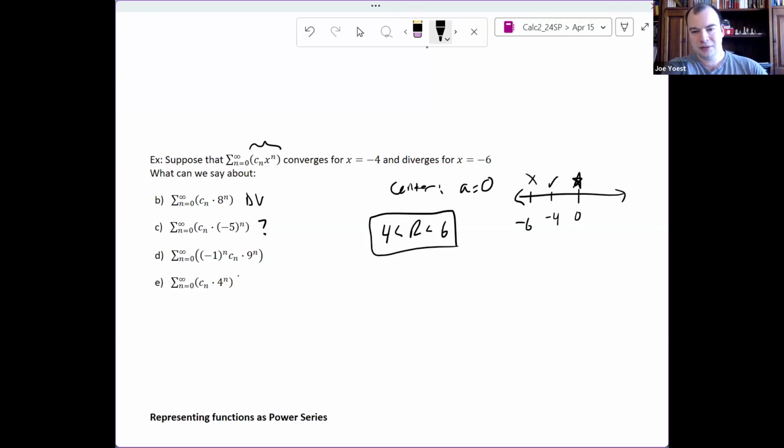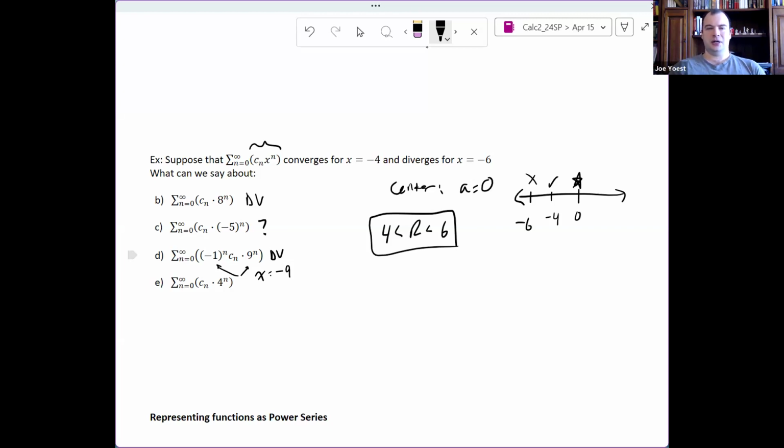What is this asking? This is really asking, what about x equals -9? But again, -9 is to the left of -6. We have to have symmetric intervals of convergence, right? This has to diverge. What about +4? I know we converge at -4. Does that imply we converge at +4? It's really, really close to implying it, but not quite.